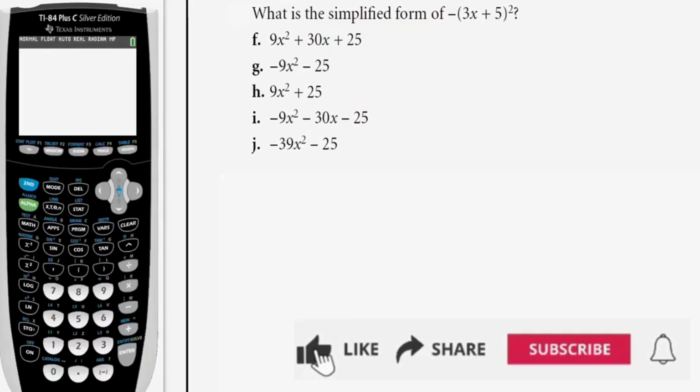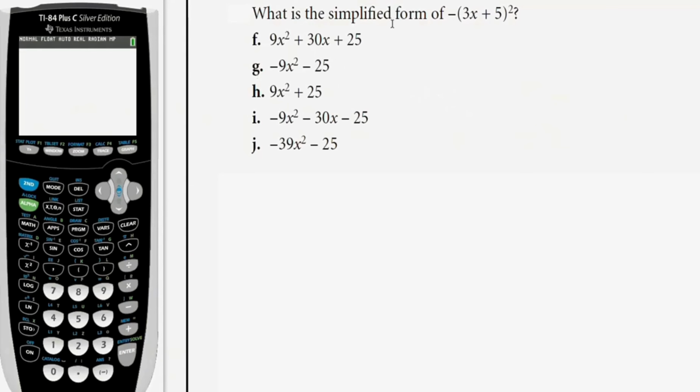In this video, we're going to learn how to solve this ACT math question easily and fast using the TI-84 Plus scientific calculator. So the question says, what is the simplified form of minus in bracket 3x plus 5, bracket close, to the power 2?